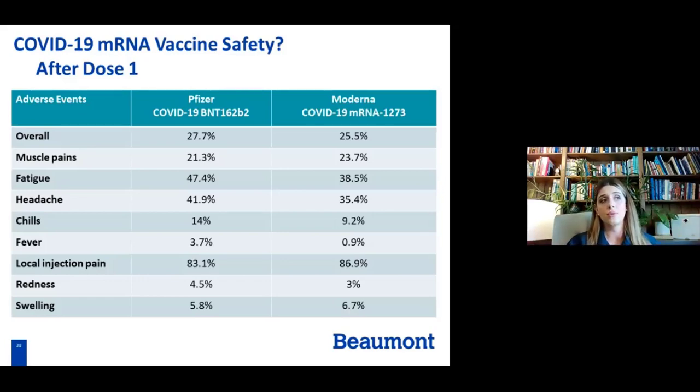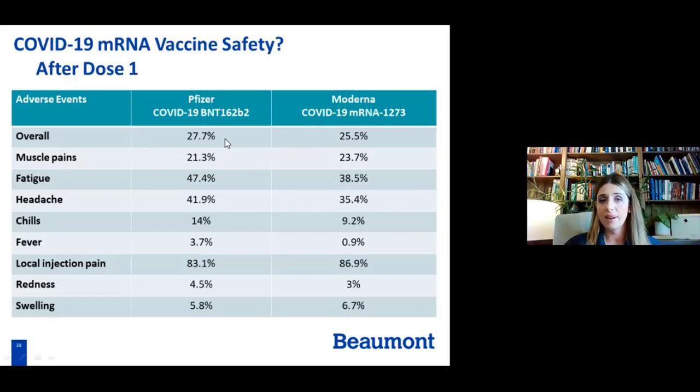But also we have to know, if patients don't have these side effects, it doesn't mean the vaccine does not work for them. It's really just how our bodies respond to different things, and how it reflects the immunity overall. But when you look at the two vaccines, they're very similar.